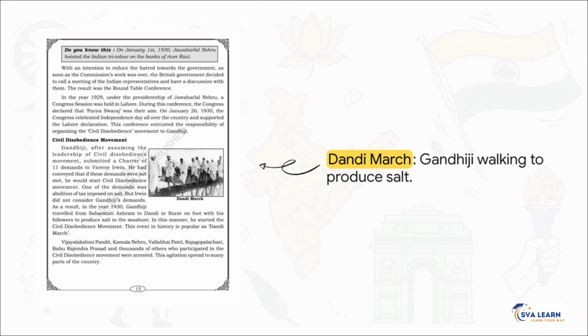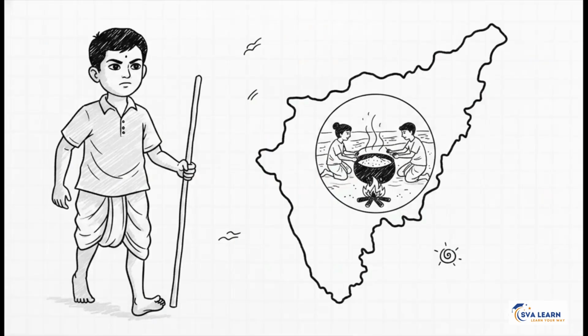What was the goal of this exhausting trek? To illegally boil seawater and produce salt, actively breaking the British salt law. This singular defiant act officially launched the civil disobedience movement in 1930, and it's immortalized in history as the epic Dandi March.